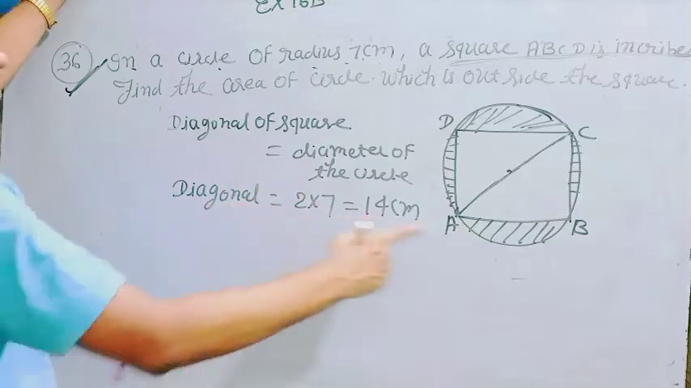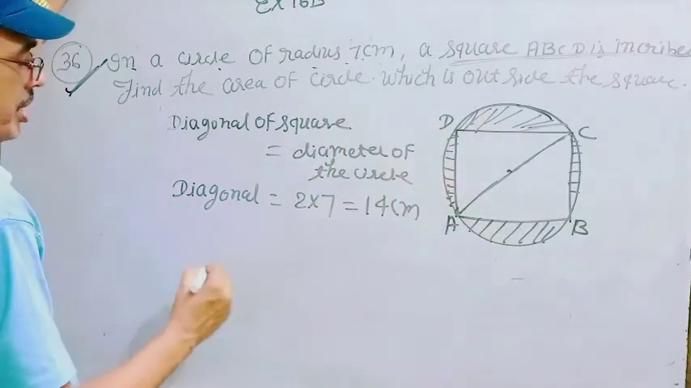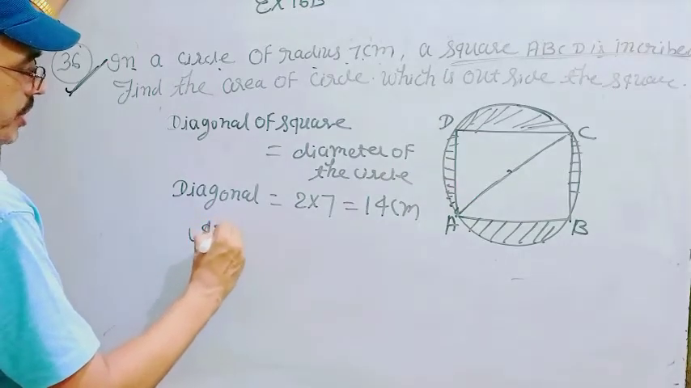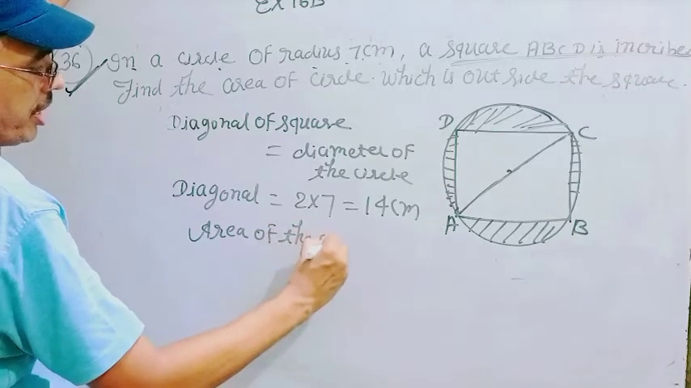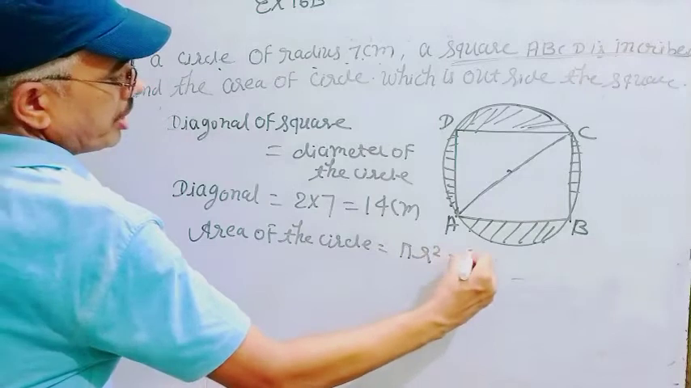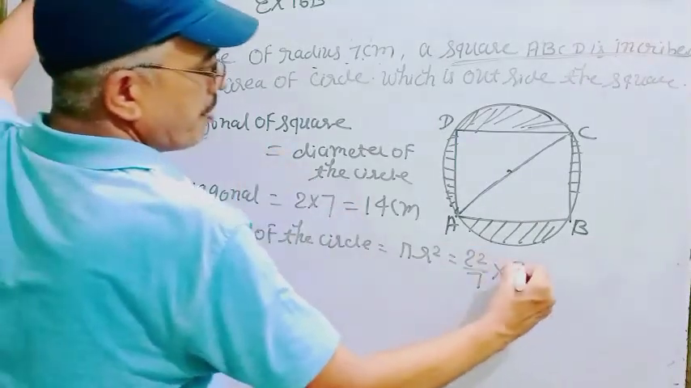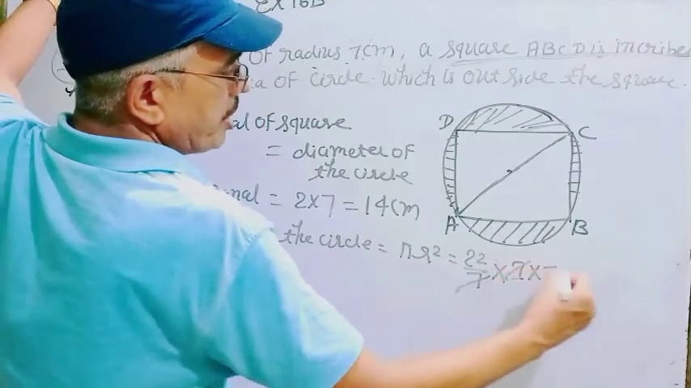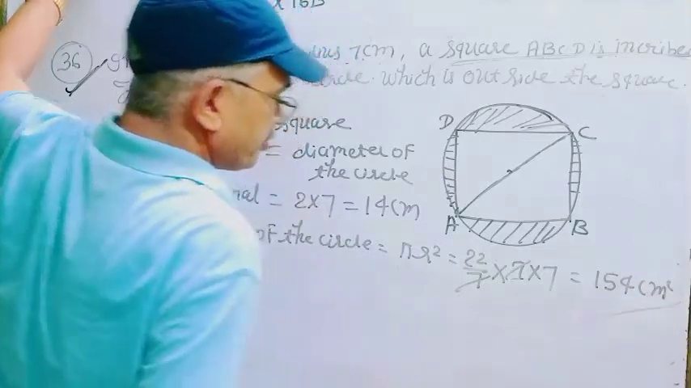Now your question is, what is the area of this shaded region that is outside of the square? So first you write the area of the circle. Area of the circle is equal to pi r square, that is 22 by 7 into 7 into 7. So 7 cancels, that is 154 cm square.